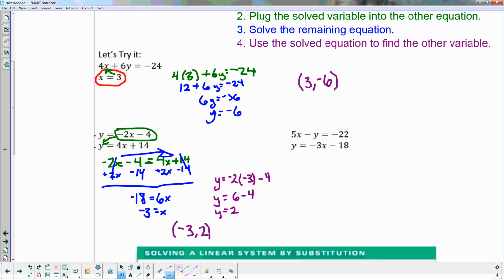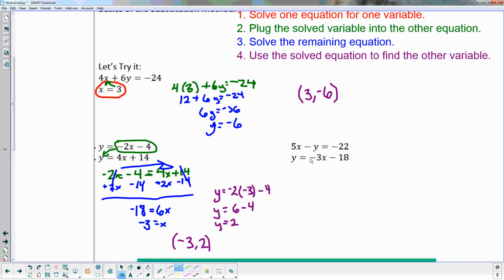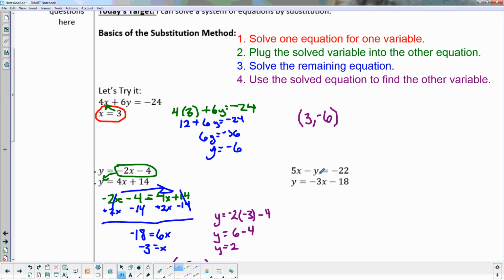This next one is kind of a classic example using substitution, and again, I already have step 1 taken care of. I already have one equation solved for one variable. That means I have one variable on one side of the equation and everything else on the other. So I'm going to take that negative 3x minus 18, and I'm going to plug that in for y right above it.